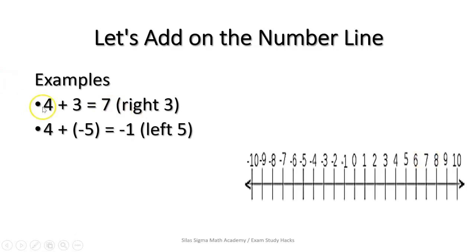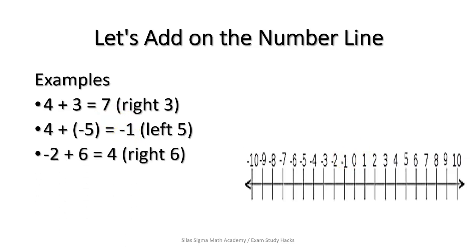Then look at this. This is 4 plus negative 5. This is like saying 4 minus 5. So where do I have 4? This is 4. Minus 5 means I'm going to move 5 steps to the left. I'll move 1, 2, 3, 4, and 5, and that produces negative 1. You can try it out yourself.